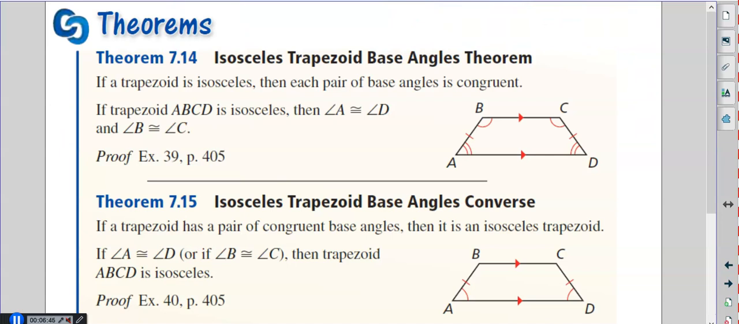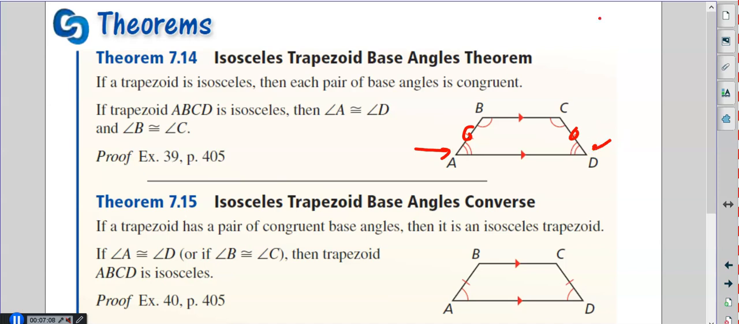All right, some more theorems. We always love theorems, more rules. The base angles theorem: if a trapezoid is isosceles, in other words, this side is equal to this side, then each of the base angles is congruent. All right? So this angle and this angle are congruent.